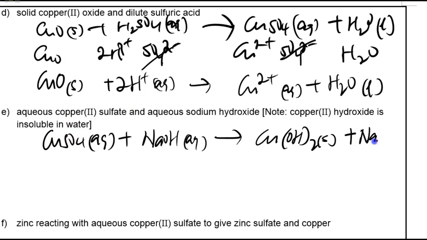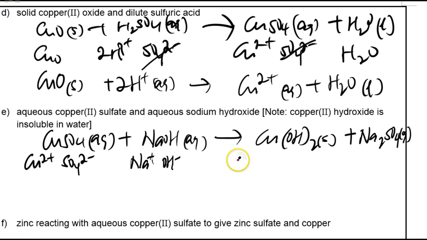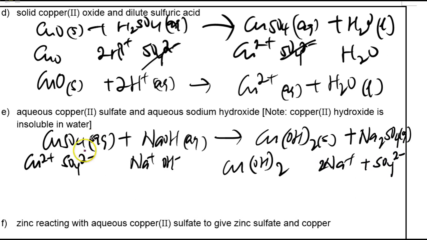So we have Na2SO4 aqueous. Alright. So next step, split into ions: Cu2 plus, SO4 2 minus, Na plus, OH minus. Cu(OH)2 stays by itself because this is a solid, it cannot dissociate. It is insoluble in water. And we have Na plus here, and we have SO4 2 minus here. So we cancel like ions on both sides. SO4 is gone, Na plus is gone.